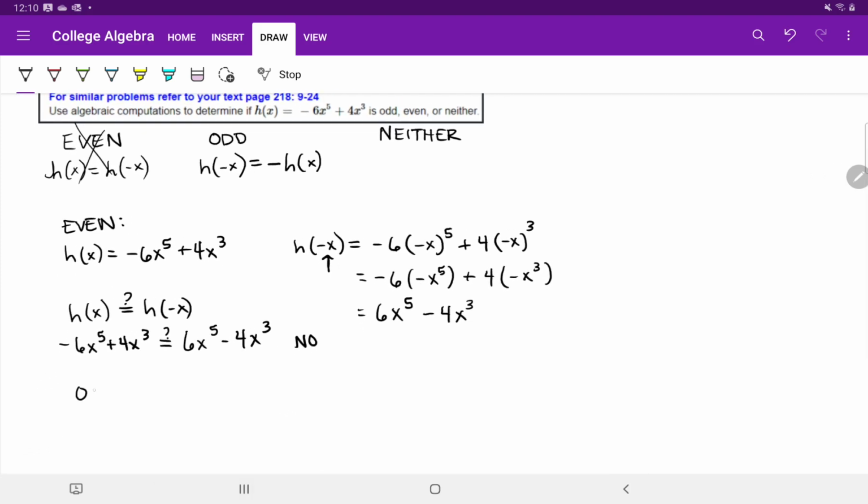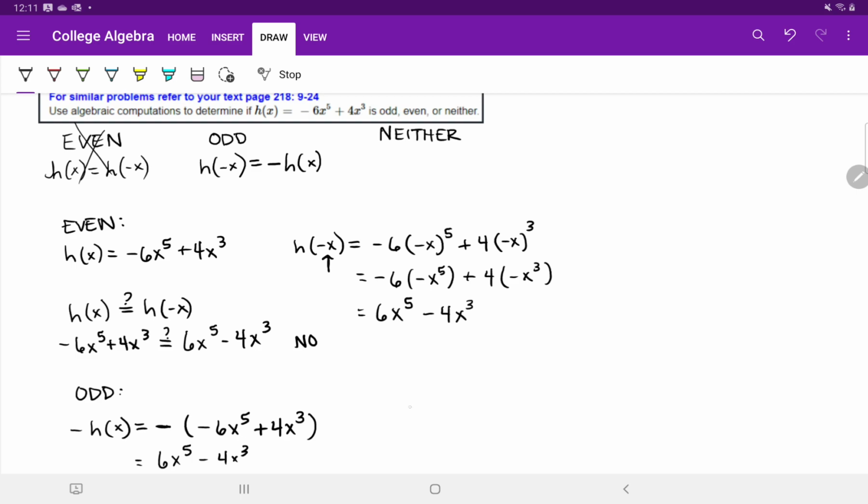In order for our function to be odd, we need to check for h of negative x, which we've already done. We already determined what h of negative x is equal to when we did our even calculation. So really the only other one we need to look at is negative h of x. So this is where you just pop a negative sign right out front of h of x. So h of x here is negative 6x to the fifth plus 4x cubed. Make sure you put parentheses around h of x. And if we simplify that, all we have to do is distribute the negative sign, so we get positive 6x to the fifth minus 4x cubed.